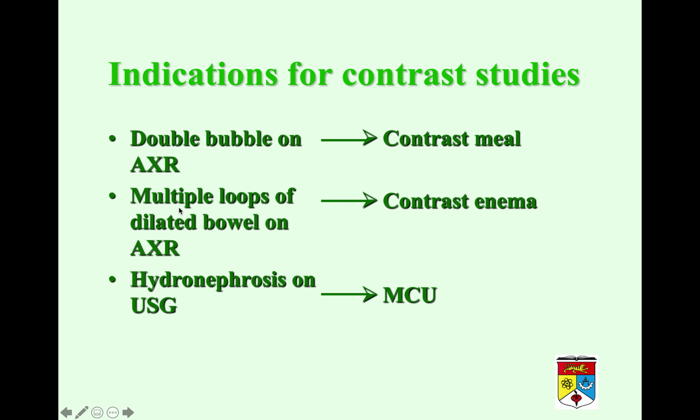And whenever you see multiple loops of dilated bowel on abdominal radiograph, then we will do a contrast enema, because basically we know that the pathology would be much lower, towards the distal end, towards the area of the large bowel. So that's where enema comes from. And of course, whenever we do an ultrasound and we see hydronephrosis, then we will subject the child to an MCU for us to exclude certain diagnoses.